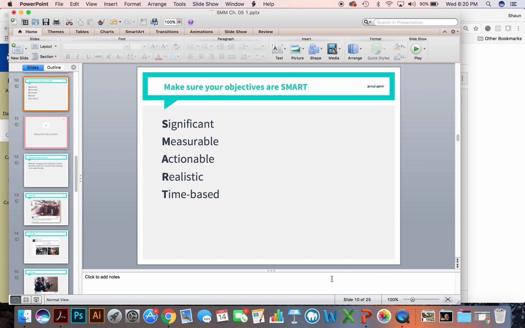Make sure it's actionable too. Make sure that you can take action upon it. And make sure that it's realistic. Make sure that your goal is realistic and not some hairy, audacious goal. Make sure that it is set on realistic numbers and realistic expectations. Finally, it's always important to make sure that your goals are time-based. Give yourself a certain time to accomplish these goals and put things in motion based off that time frame.